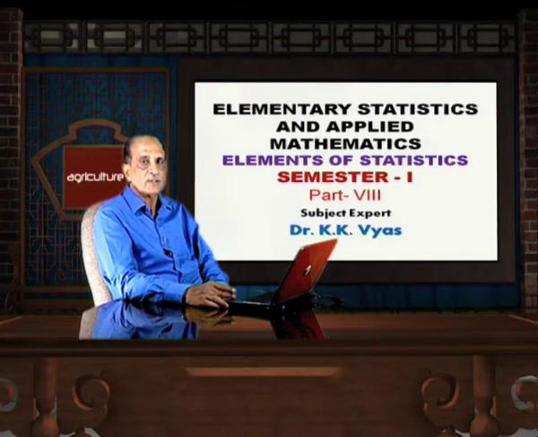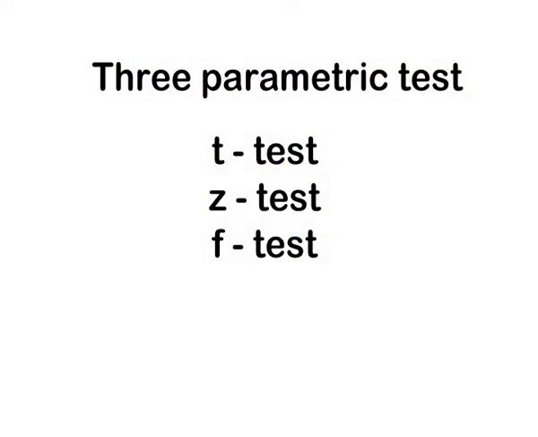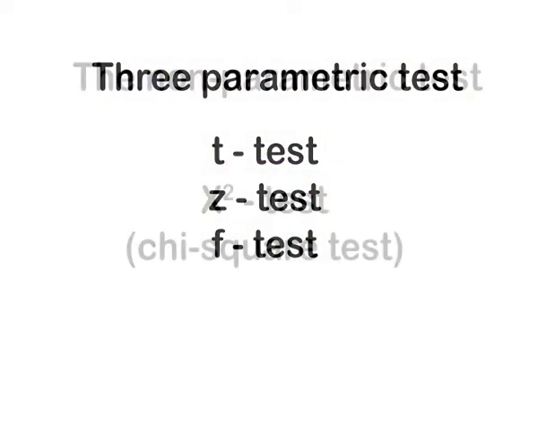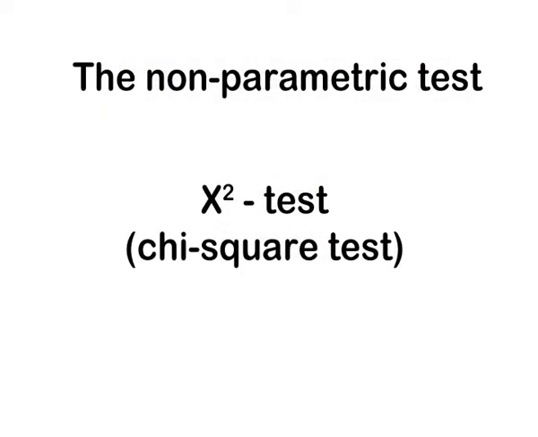Then I would like to discuss what is hypothesis and null hypothesis. Then we will discuss in detail what is test of significance, in which I would like to discuss the test of significance for attributes, for large samples, for small samples. Then I would like to discuss three parametric tests, that is t test, z test and f test. And finally, we will discuss the non-parametric test, which is called chi-square test.